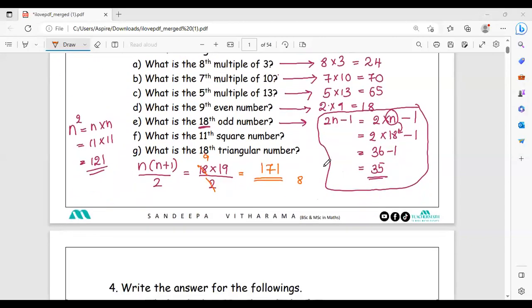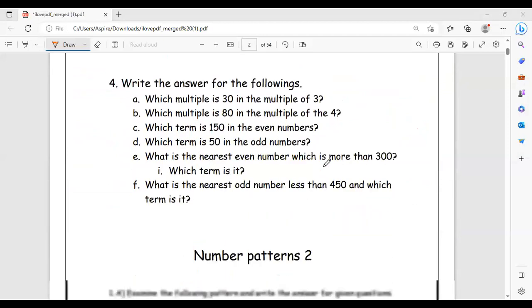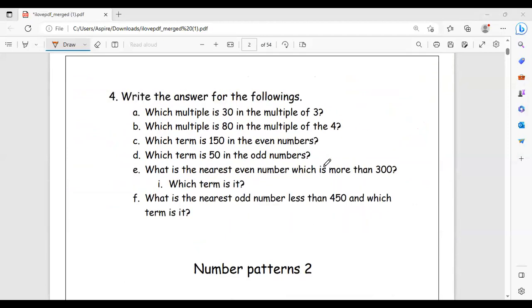I am very happy about you. Okay, let's move to the fourth question. Write the answer for the following. Which multiple is 30 in the multiples of 3?